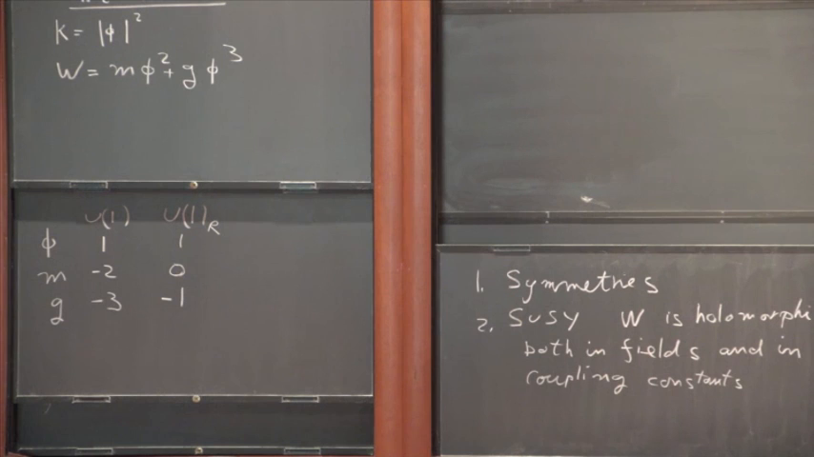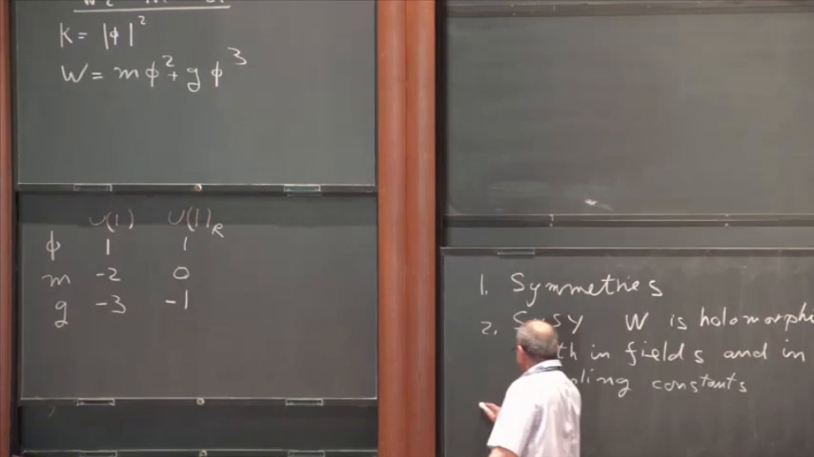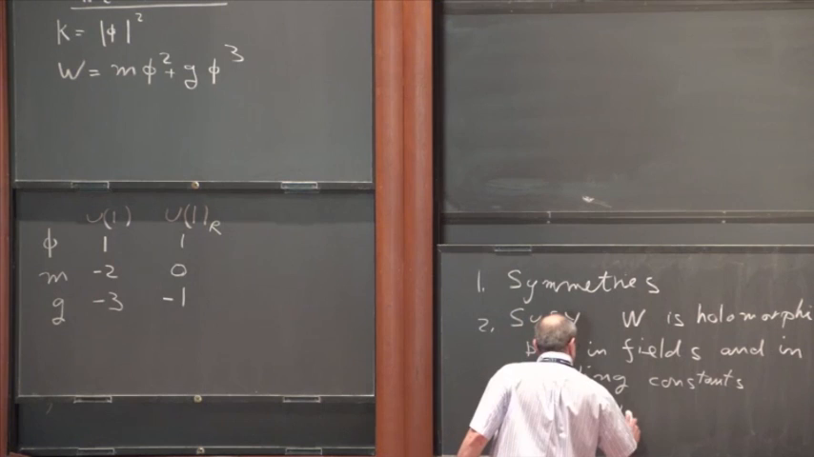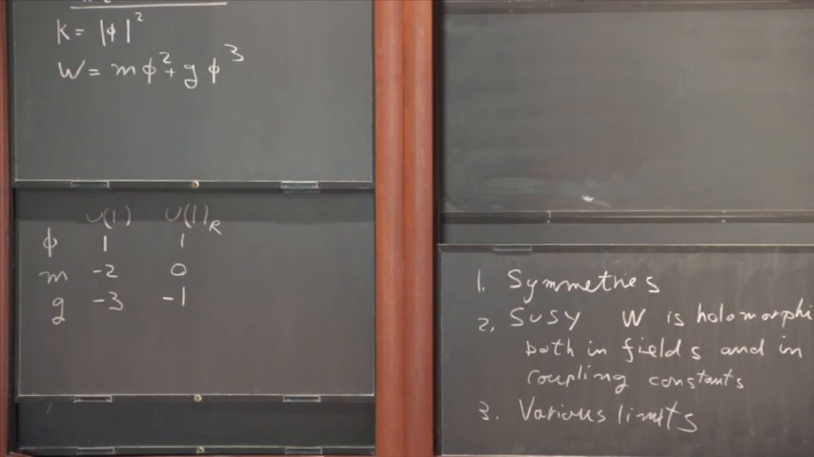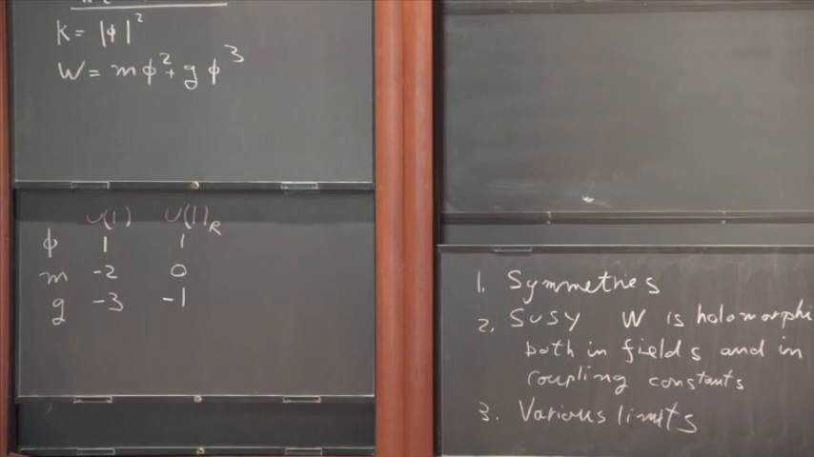And the third principle I'll use is various limits where we know what the answer is. And I claim that that's all there is. If we use the standard rules of quantum field theory, supplemented by these, we can always get the exact answer. And every term that passes these criteria not only can be generated, but will be generated. So let's see how it works in practice.